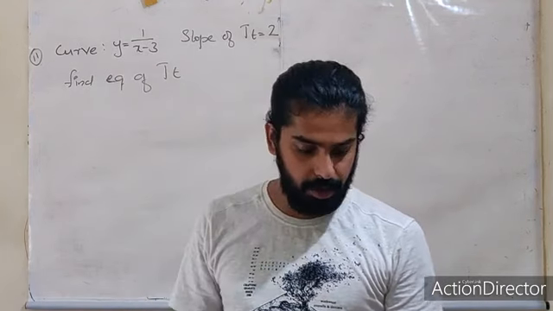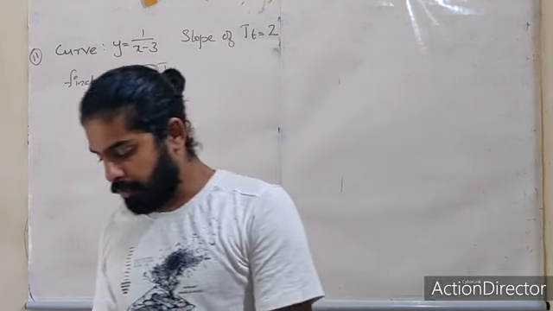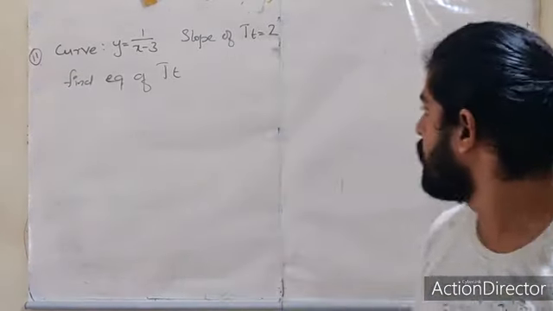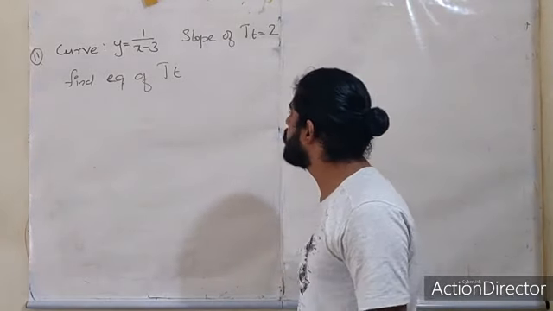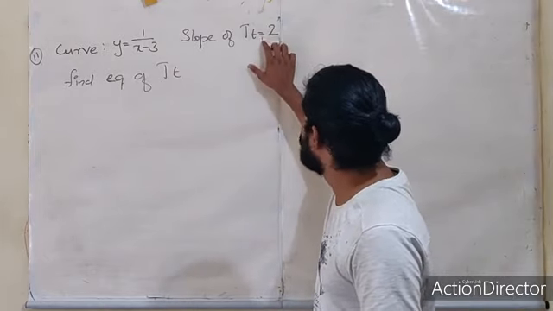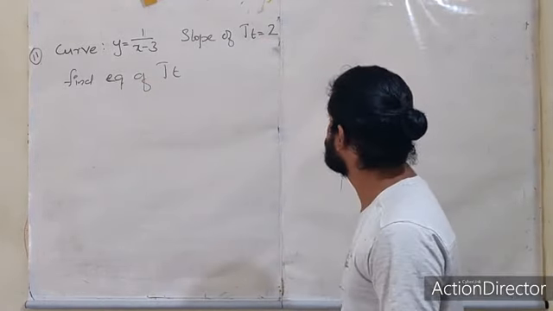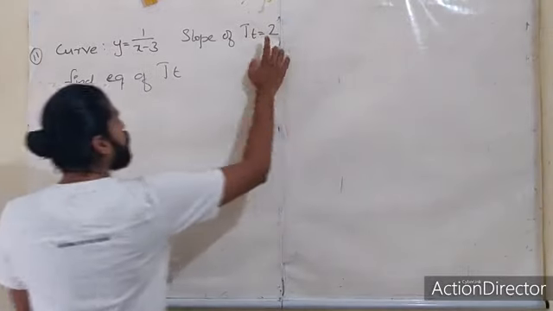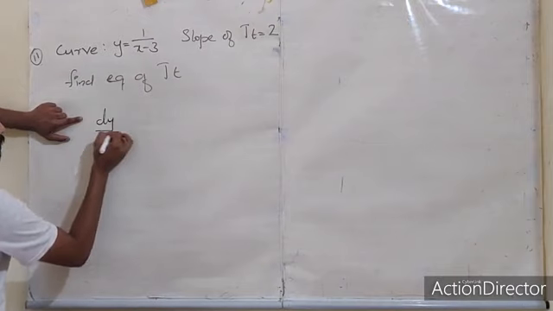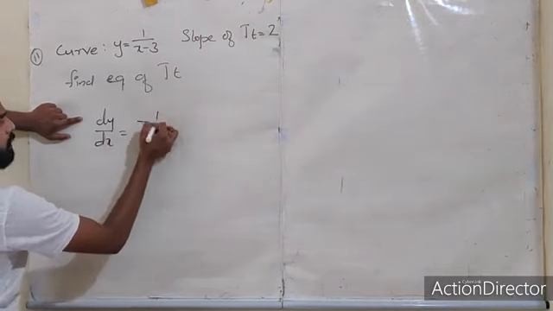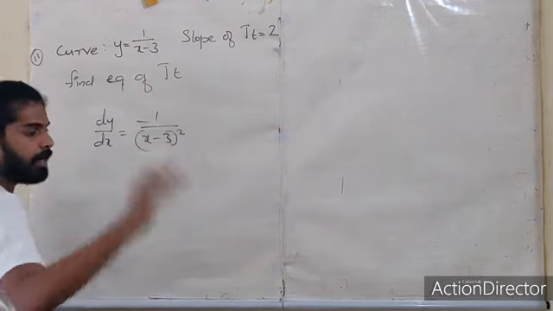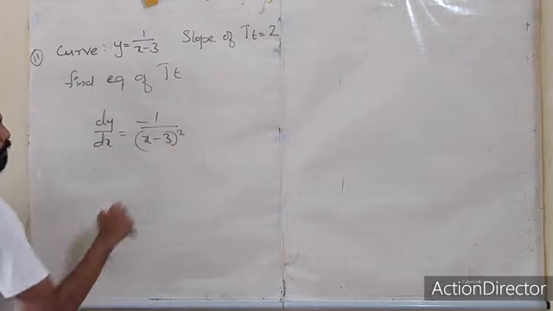So now read question number 11. Find the equation of all lines having slope 2 which are tangent to the curve y is equal to 1 by x minus 3. So we have to find the equation of a tangent whose slope is 2 and the equation of the curve is 1 by x minus 3. Slope is given, so we substitute the slope in place of dy by dx. dy by dx equal to the derivative of 1 by x minus 3, which is negative 1 by (x minus 3) whole square, since dy by dx of 1 by x is negative 1 by x square.